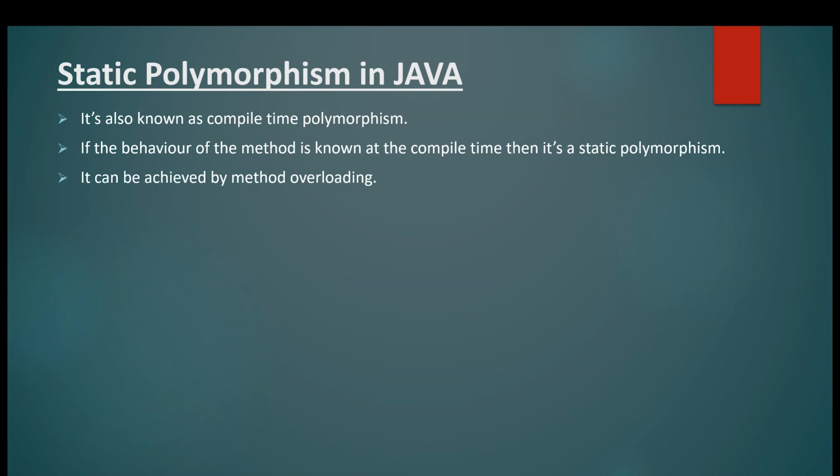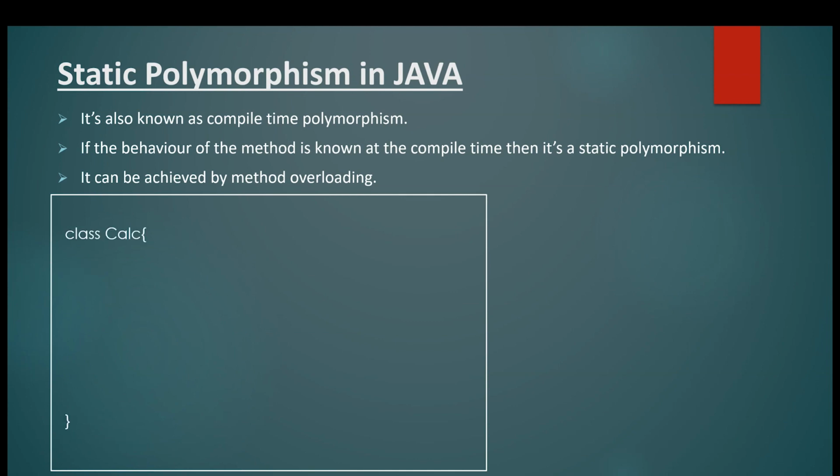Now let's have a look at a brief example of static polymorphism in Java. Let us say we have a class Calc, which is short for calculator, and we have written a method there called processData, taking two arguments, both int, and the purpose of this method is to return the addition of these two, that is a plus b.